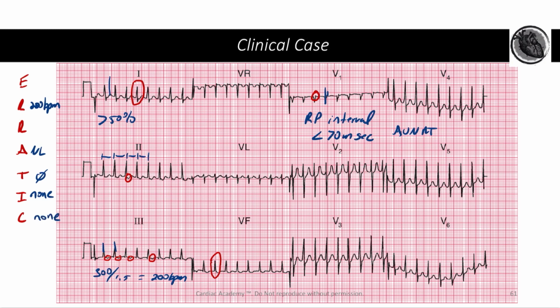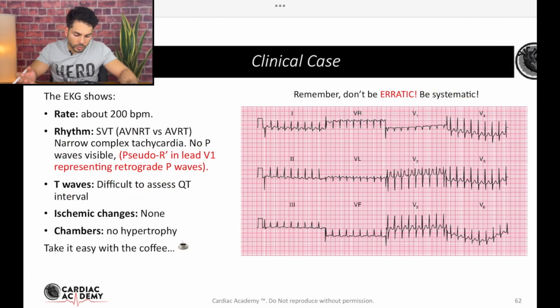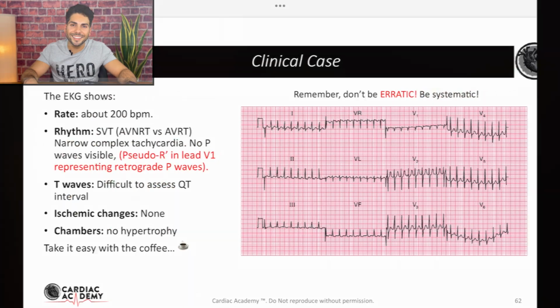Okay, very good, my friends. So in conclusion, we have here SVT. We can say AVNRT versus AVRT. Since we're seeing pseudo R waves on lead V1 at a short RP interval, we can feel pretty confident this is an AVNRT, okay? All right, so just remember, take it easy with the coffee.